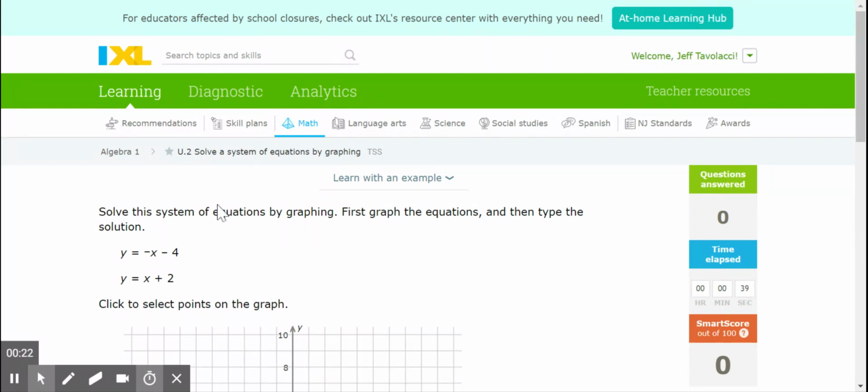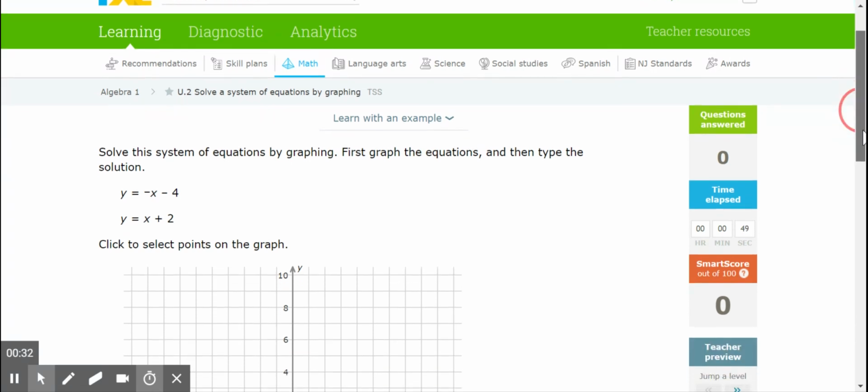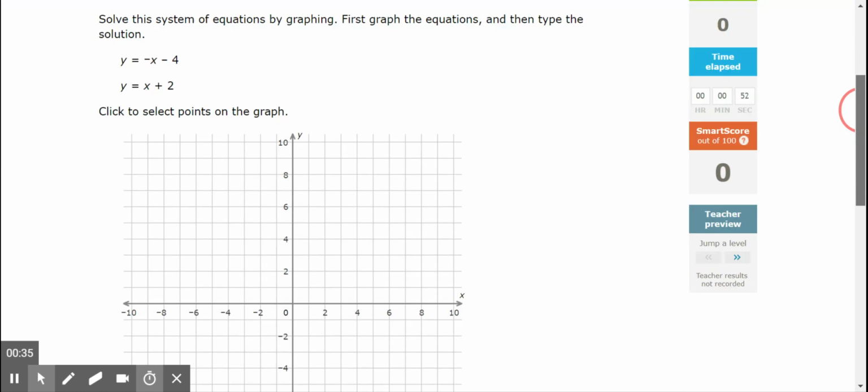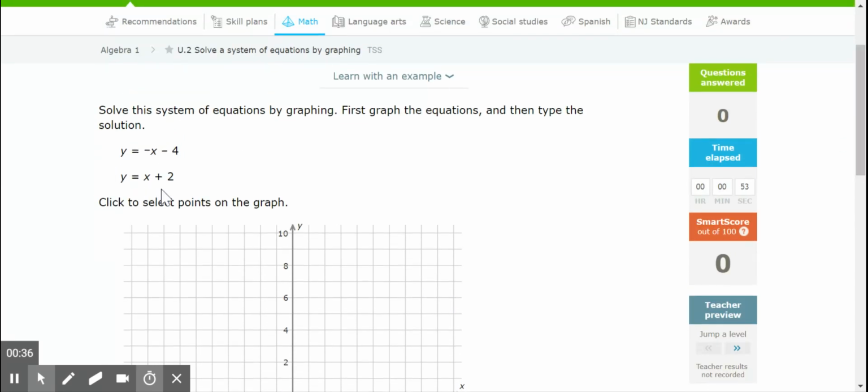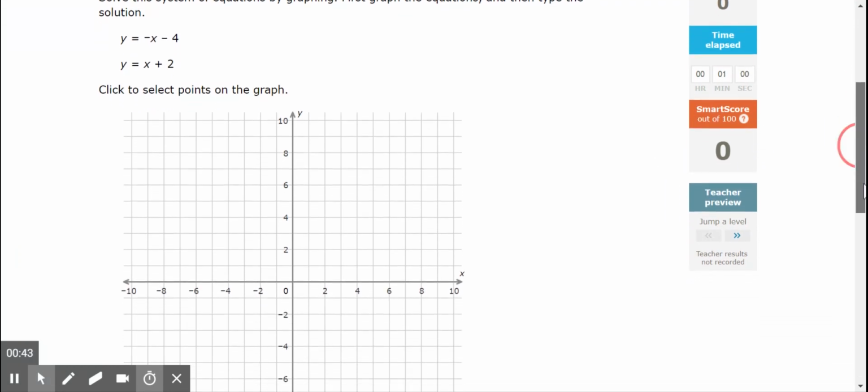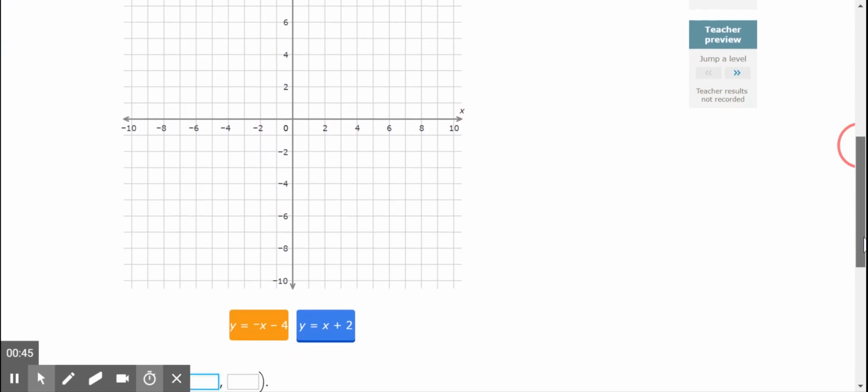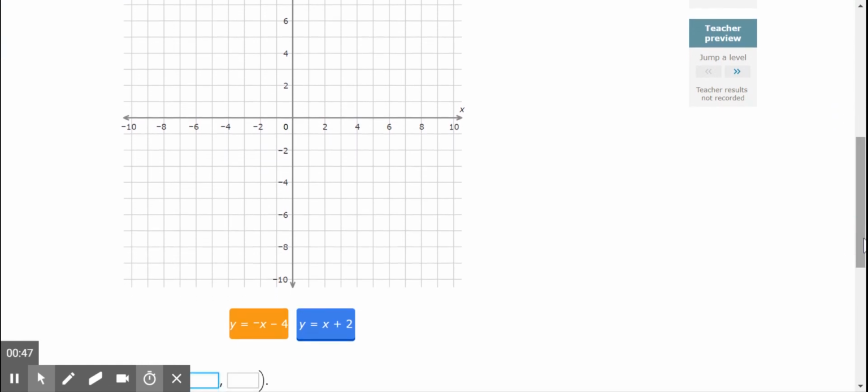Okay, so this activity you're going to be doing in IXL. This is U.2 Solve a system of equations by graphing. Okay, these are systems of linear equations by graphing. And as you start this, everything is going to be in slope-intercept form, so it'll be nice and easy to graph. As your score gets closer to 90, which is your goal for today, they won't be in slope-intercept form, so you may have to move them.